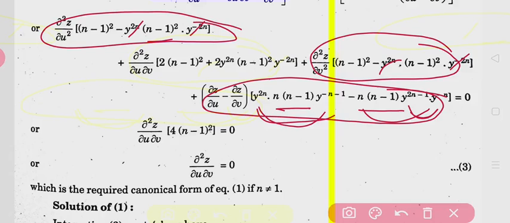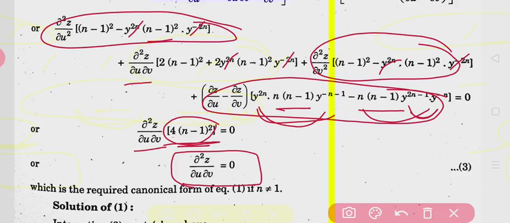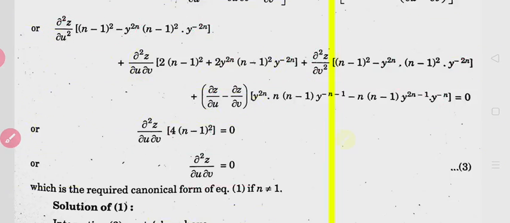For what is left here, ∂²z/∂u² and this y⁻²ⁿ y⁻²ⁿ becomes 1. So that means (n-1)² plus (n-1)², that will be 4(n-1)². Okay, that is equal to 0. So this is the constant term, so send to right hand side ∂²z/∂u∂v equal to 0. So this is actually the canonical form of the given example.